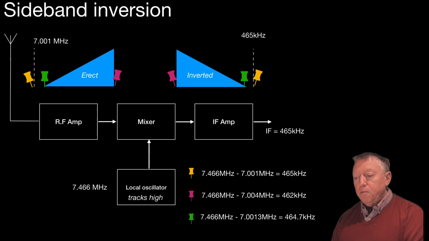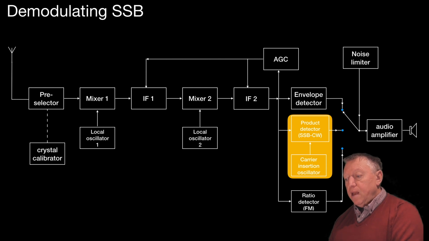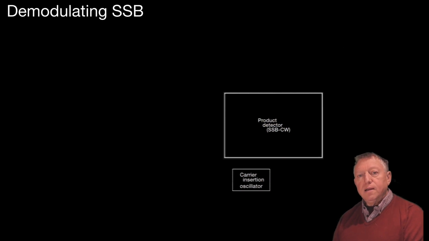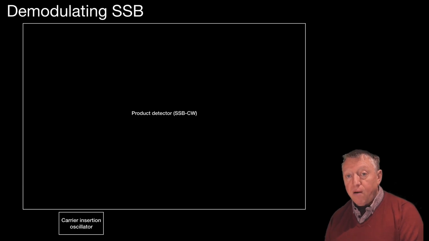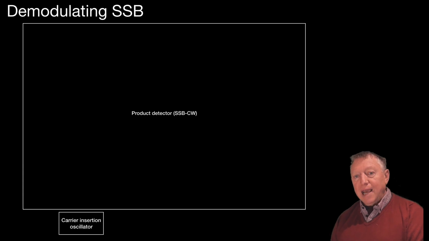So let's have a little look at demodulating SSB. We said we're looking at the product detector and the carrier insertion oscillator, and we now understand the notation for showing erect and inverted sidebands. So let's dig into the product detector itself. Remember, the product detector works in conjunction with the carrier insertion oscillator. The carrier insertion oscillator is, if you like, adding back the bits that were stripped away during the transmitter process, the carrier and the other sideband, which make it difficult for us to detect the signal in an AM sort of way.